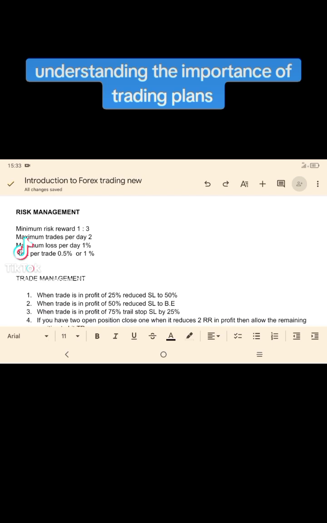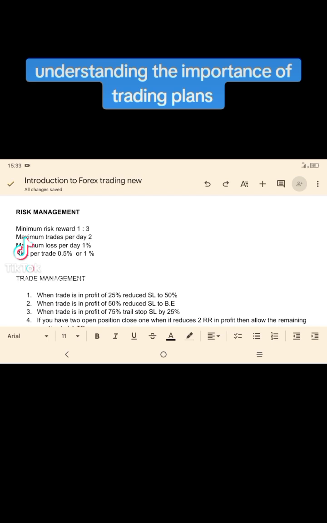Let's talk about risk management. As a trader, how much do you want to risk per trade? Minimum risk per trade is 1:3. Maximum trade per day is 2. Don't trade more than 2 trades per day. Maximum loss per day is 1%. You don't need to lose more than 1% of your account in a day.